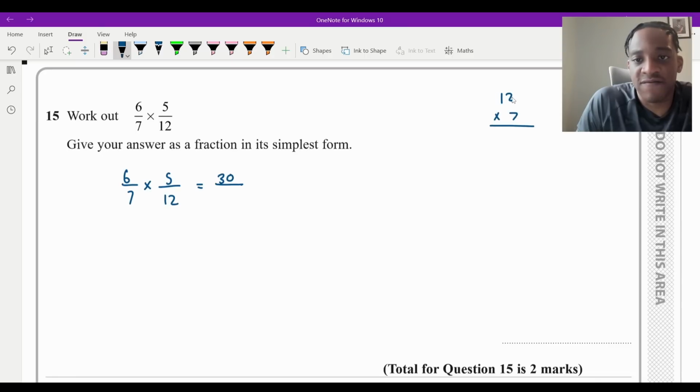7 times by 2 is 14. So I'm going to put the 4 here, carry the 1 here. 7 times 1 is 7, add the 1, that's 8. So it's 84. So therefore, this is equal to 30 over 84.